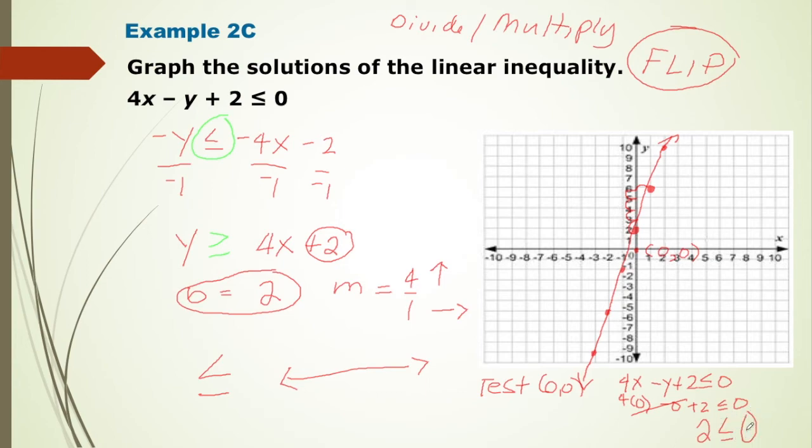Is this statement true or false? And your answer is false. So, 0, 0 made the inequality false. Therefore, we will not shade the area containing 0, 0, but the opposite side. Meaning that all points found on this shaded region are the solutions or can make the inequality true, including all points on the line.